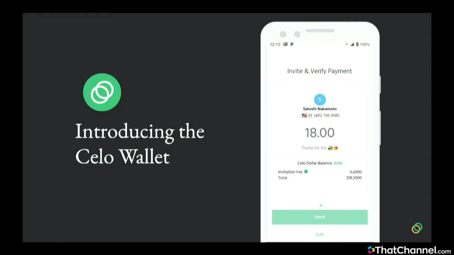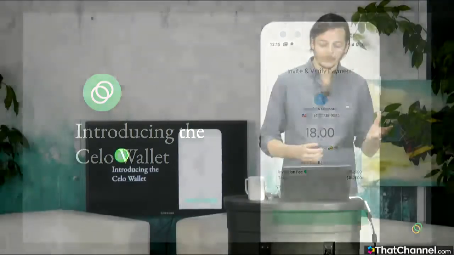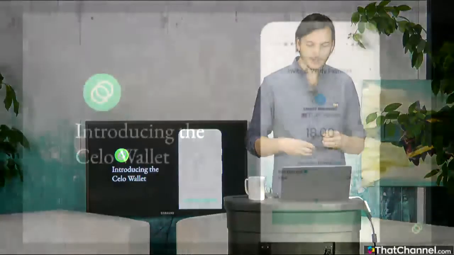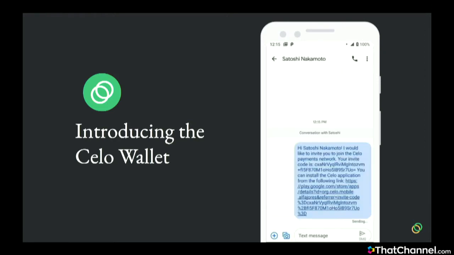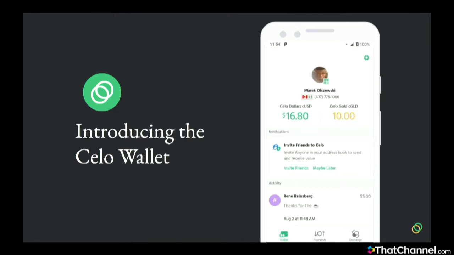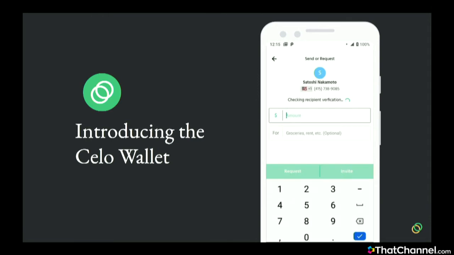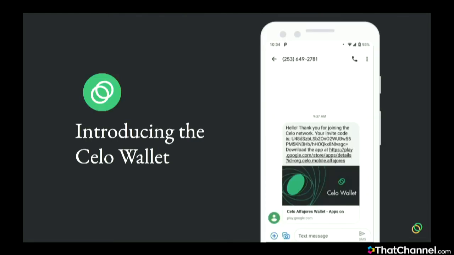And as you can see, the flow looks very similar to what we saw before. But instead of sending the money to her wallet, we're sending the money to an escrow smart contract. And that smart contract is locked with the hash of her phone number. And so only after she signs up and verifies her phone number can she redeem that money. So let's see what that looks like.